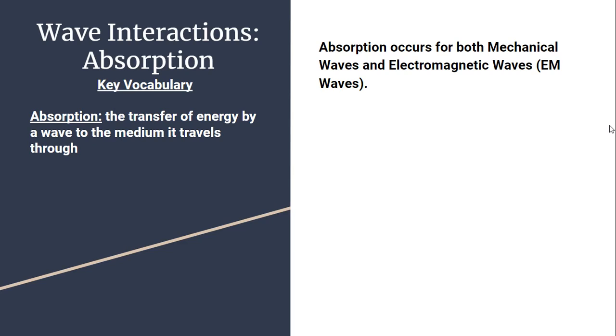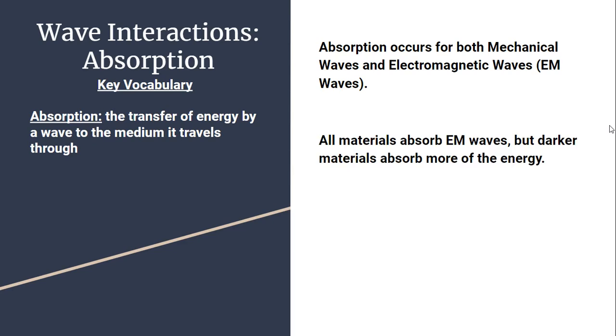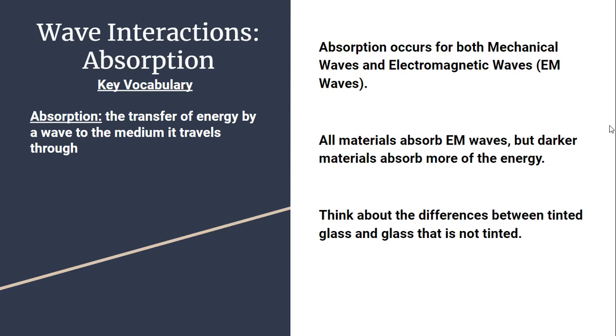Absorption occurs both with mechanical waves like sound waves, as well as electromagnetic waves like light. We're going to learn more about electromagnetic waves later this week, but all materials absorb those electromagnetic waves. Darker materials absorb more of the energy. If you think about the differences between tinted glass and glass that's not tinted, the glass that is tinted absorbs more of the energy of that light than the glass that does not have that darker tint.